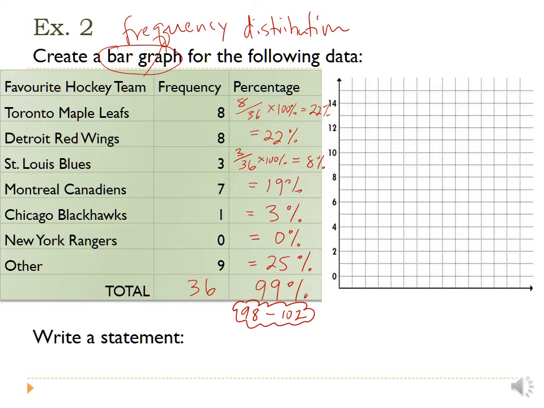So our success criteria for a graph, give it a title. I'm going to call it favorite NHL teams.